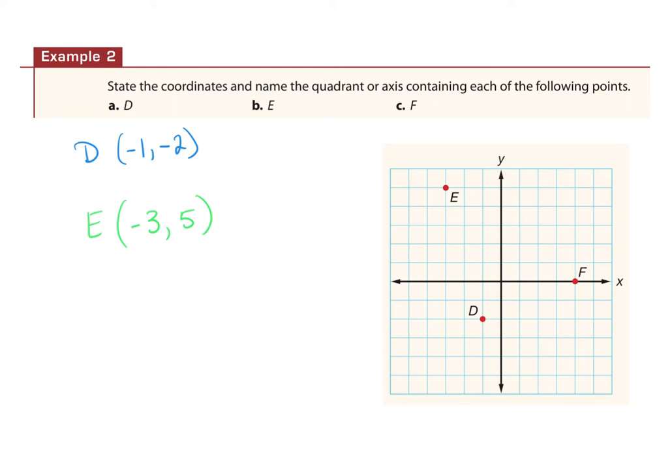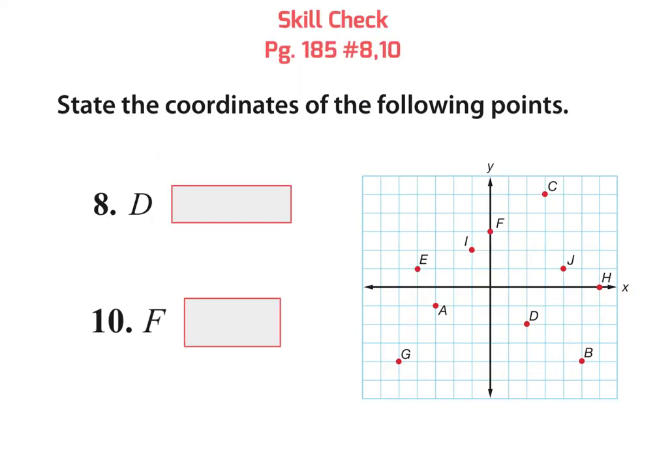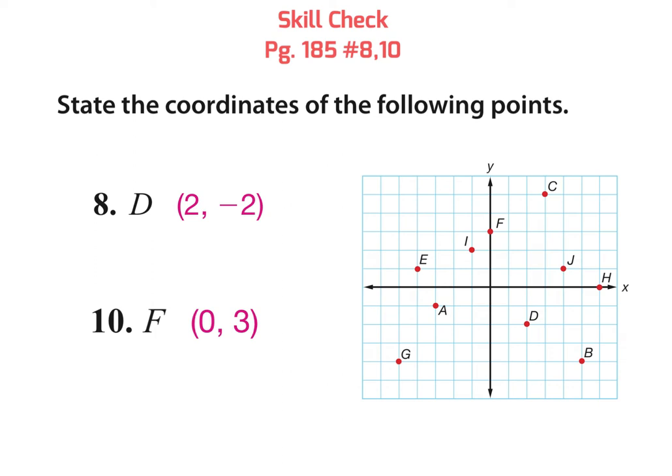For the last one, F, I moved right, so that's a positive movement of 4. And I did not move up or down, so you do need to put your 0 there. You cannot leave it out. Your points always consist of an X and a Y. All right, so go ahead and label these. So you should have had a positive X and a negative Y there. F was on the y-axis, so you didn't move left or right, you just moved up 3.